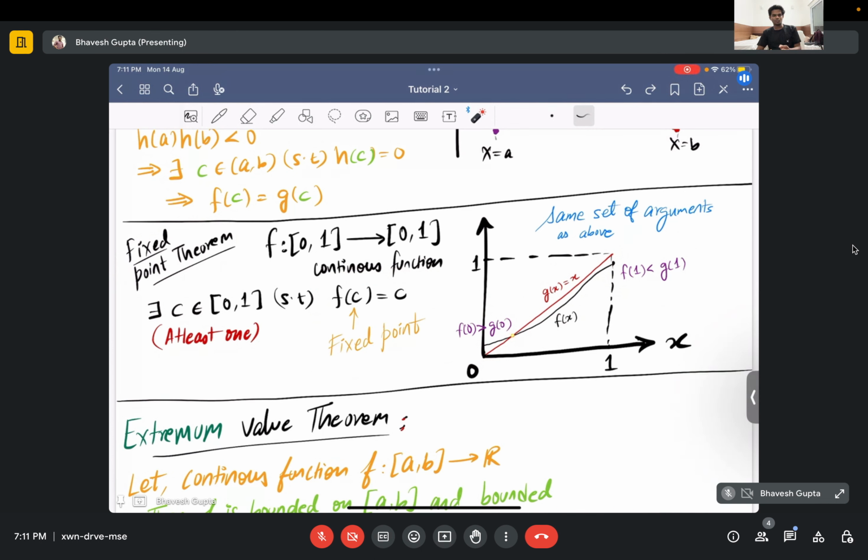So if there exists at least one intersection point, then we see that there exists a fixed point, because the definition of the fixed point is that the value which you get is same as the input which you give to the function. I hope this set of ideas is clear to you. Any questions so far?